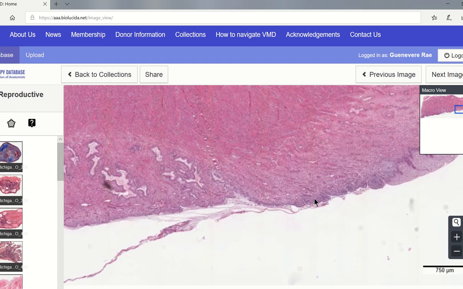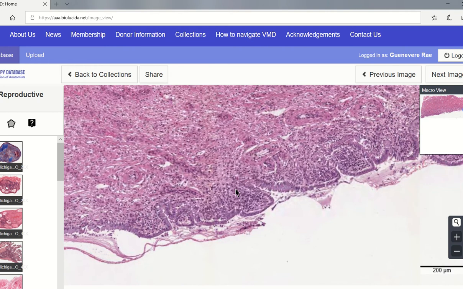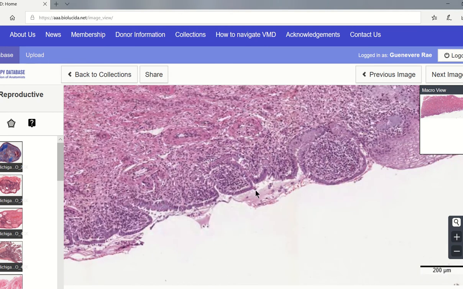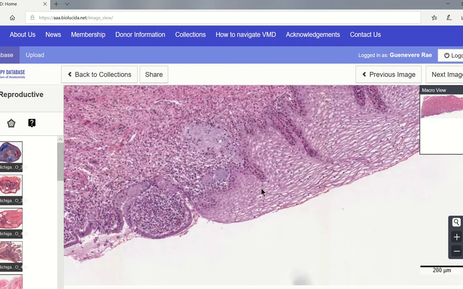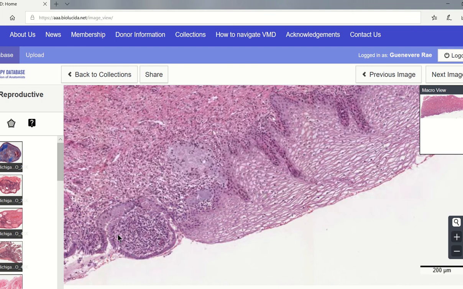But then when you get to this area here, you can see these cells. The simple columnar epithelium is going to transition to a stratified squamous non-keratinized epithelium, and so that's what you see here. And here's a gland here. And the other feature of the cervix, you see some lymphocytes within this epithelium, and that's normal.